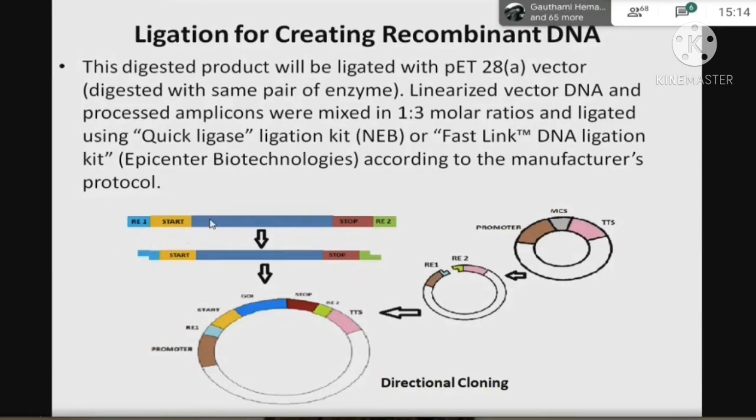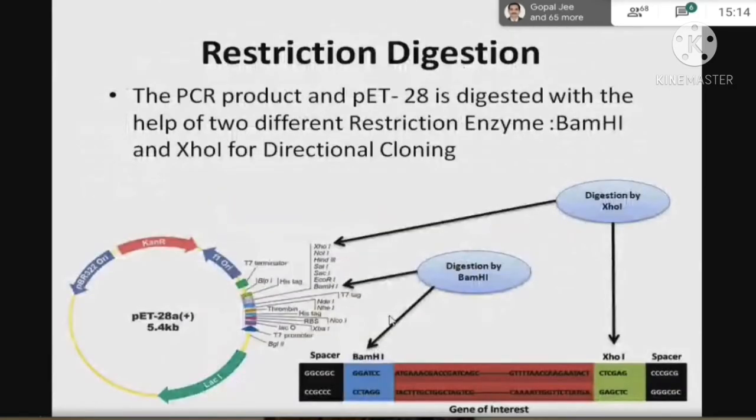The sites that were not in our gene, those sites we have added through PCR. This is your PCR product in which, through PCR, we have added these restriction sites. Our gene sequence starts from here and here, but in PCR we have added this extra sequence, a spacer and this restriction site, so it comes here and here. In this way, we add restriction sites to our insert DNA using PCR.